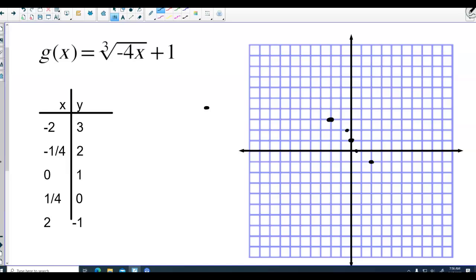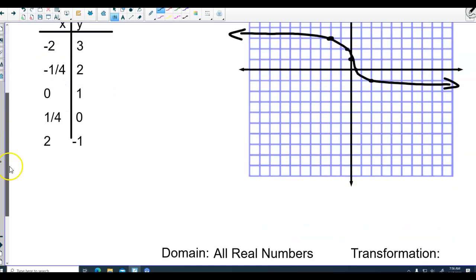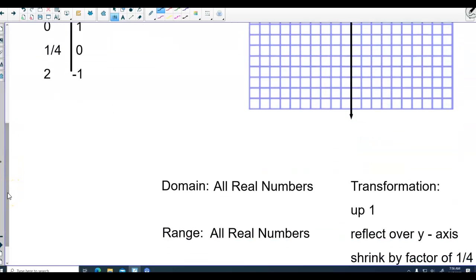Positive 16 gives me a cube root of negative 4 here, because negative 4 times 16 is negative 64. Cube root of negative 64 is negative 4, plus 1 is a negative 3, so I'm somewhere out here. We should recognize that that's what the cube root graph looks like. Okay? And reading it off the graph, the domain and range are all real numbers. You're going to infinity in both directions.